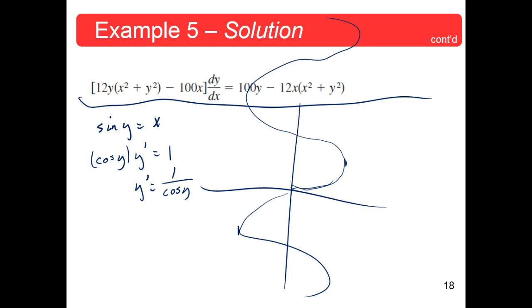Finding the largest interval of the form minus a is less than y is less than a on which y is a differentiable function of x. So this is the only place where it's differentiable near the origin. And where is y going from here? Well, when y is pi halves, x is 1. And when y is minus pi halves, x is negative 1. So those are the 2 points.